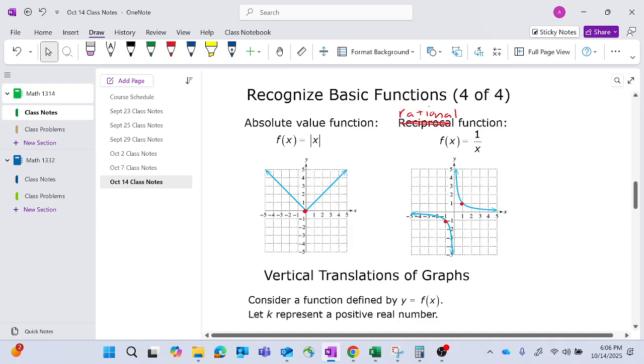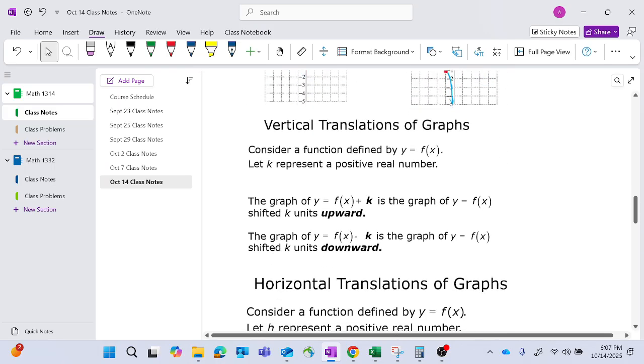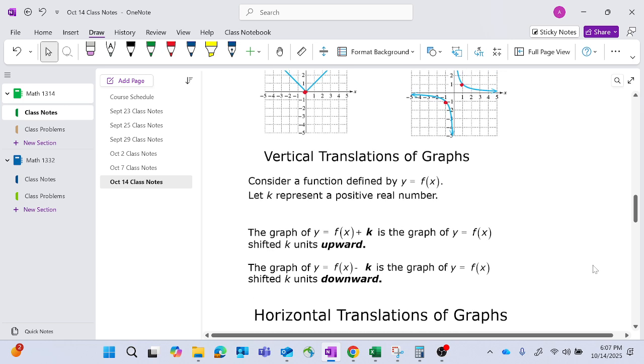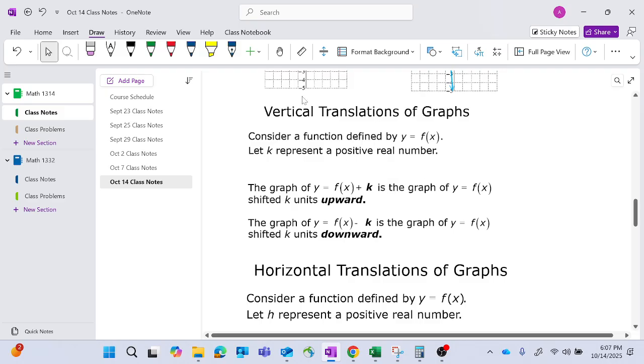Are we good here? Anyone still copying? Need a few more minutes? Okay, we're good. Great. So now we're going to talk about some transformations of graphs. We're going to start with vertical translations and horizontal translations.